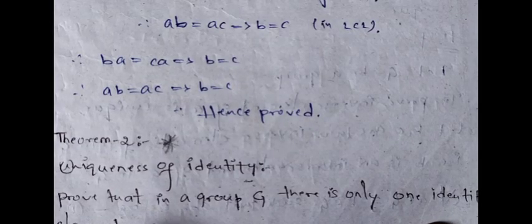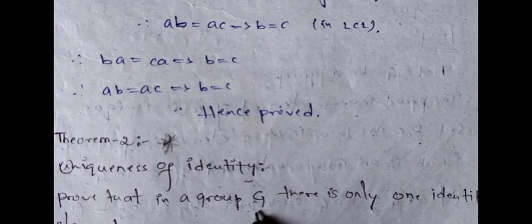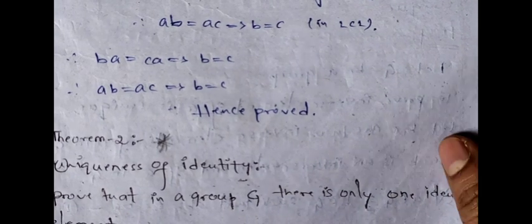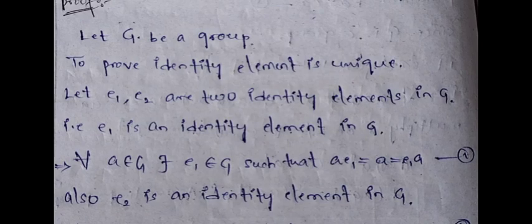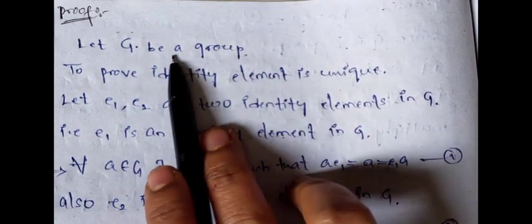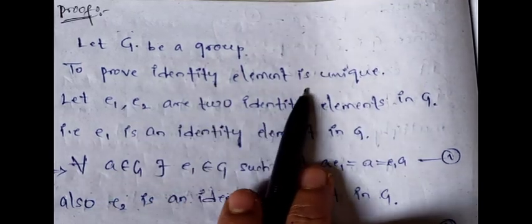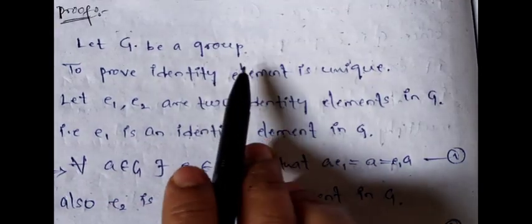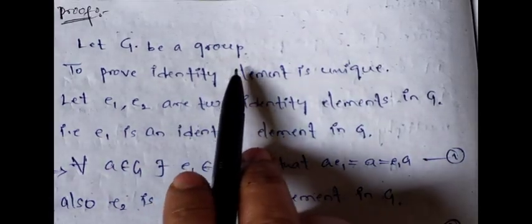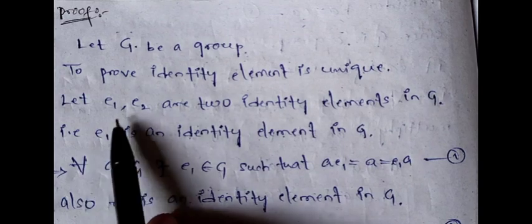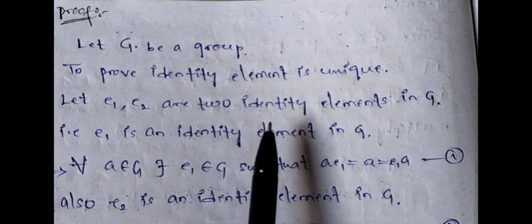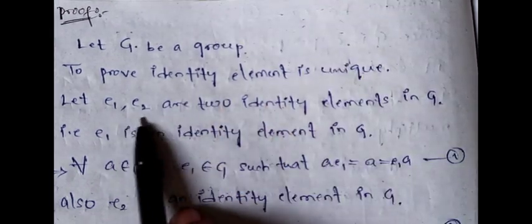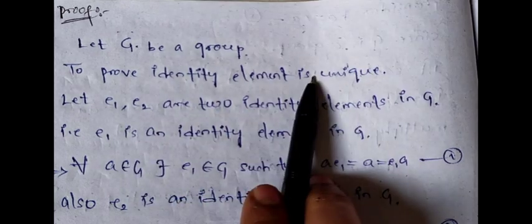The next important theorem is the uniqueness of identity. It means that in a group, one and only one identity element should exist. The theorem: prove that in a group G there is only one identity element, that is, the identity element is unique. To prove this, let G be a group. To prove it is unique, we assume the contrary, that more than one identity element exists. Suppose E1 and E2 are two identity elements in G. What we need to prove is that they must be equal, and only then can we say it is unique.